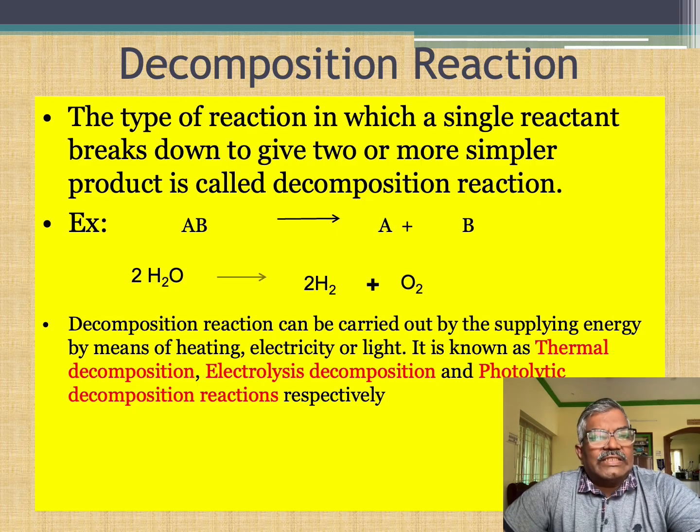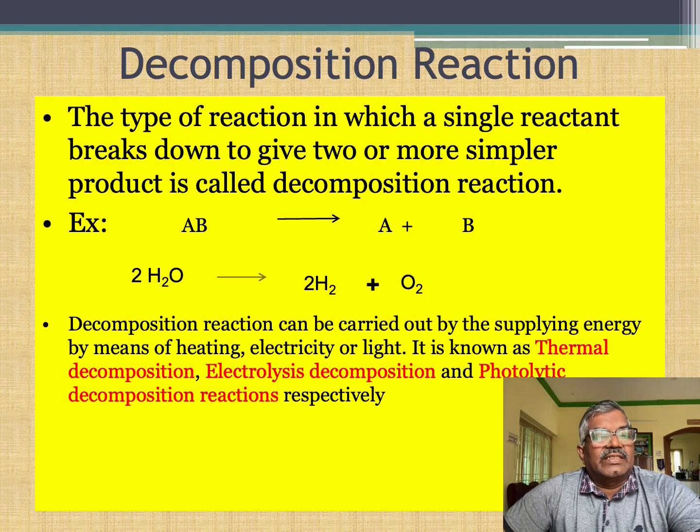So you can classify decomposition reaction as thermal decomposition, electrolysis decomposition, and photolytic decomposition reaction. So dear students, we can classify the decomposition reaction as thermal decomposition. I already told you thermo means heat. So decomposition takes place with the help of heat. If you apply heat, decomposition takes place, that is thermal decomposition. The decomposition that takes place by applying electricity is electrolysis.